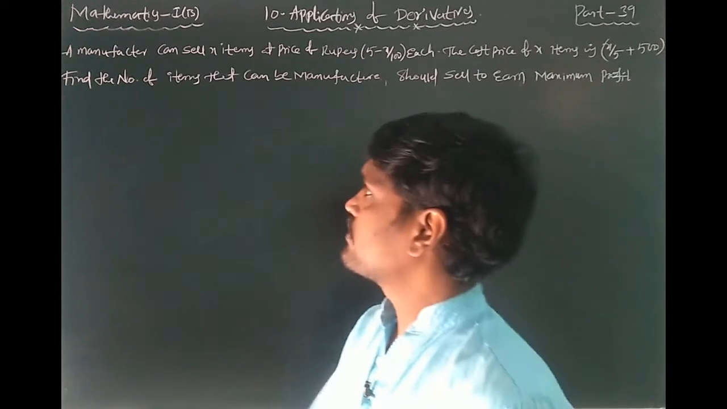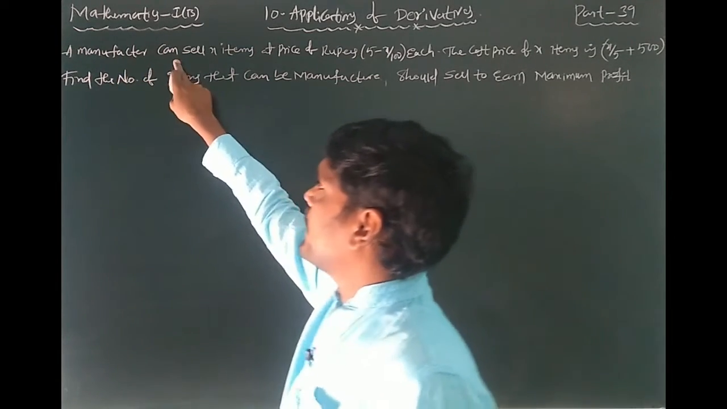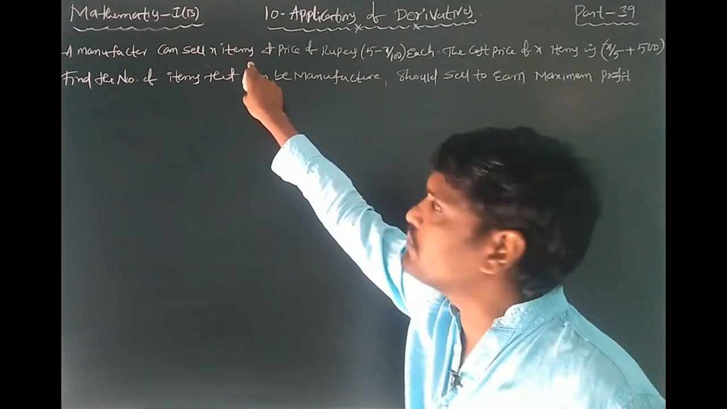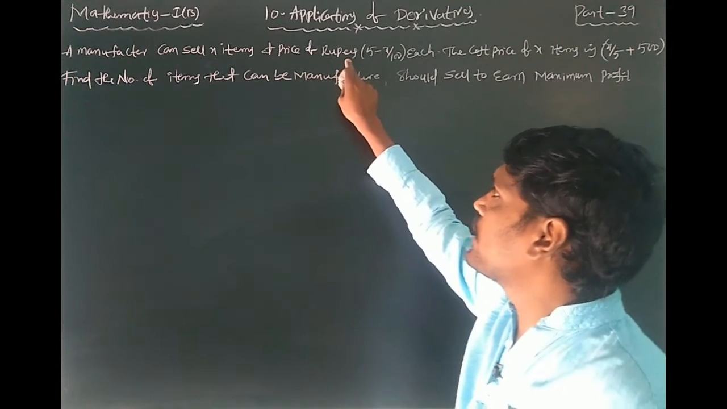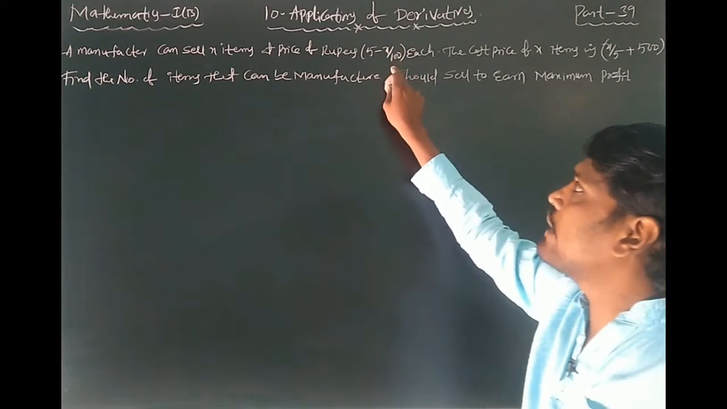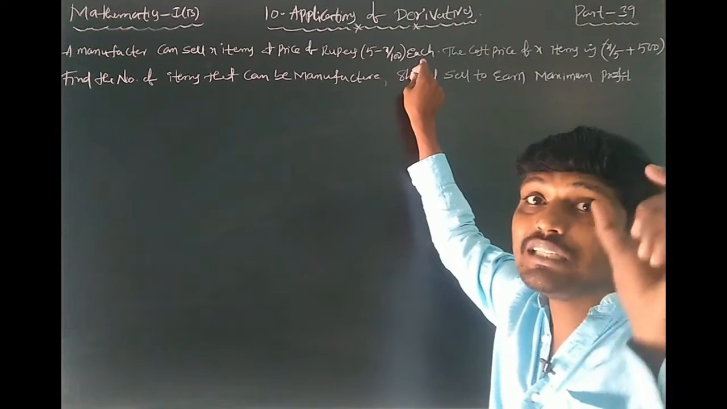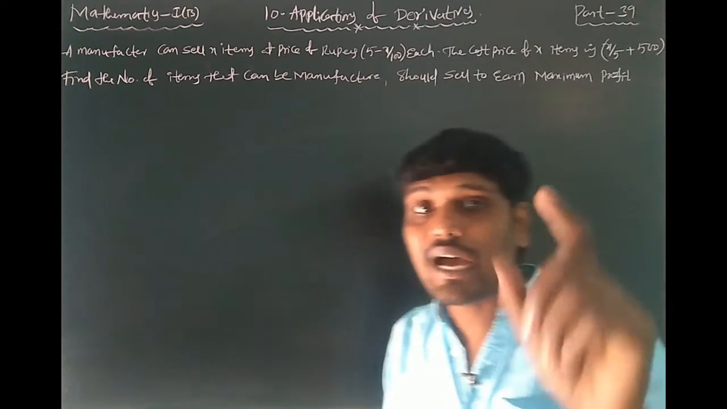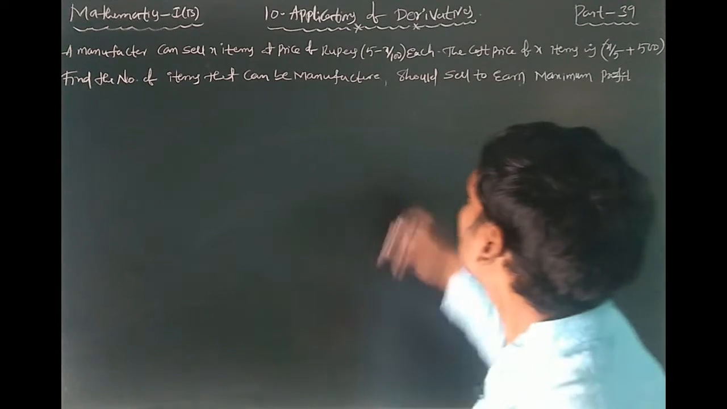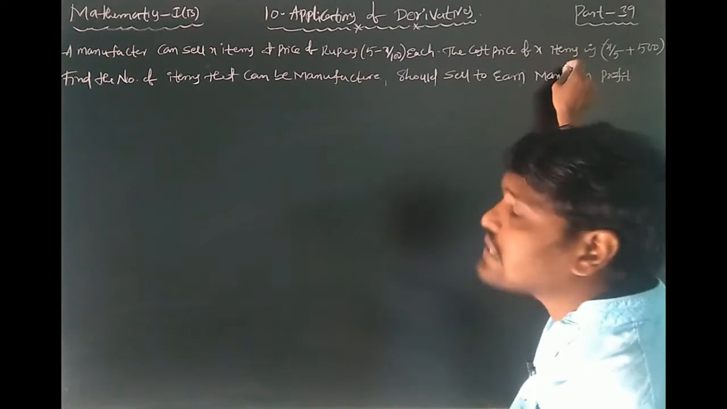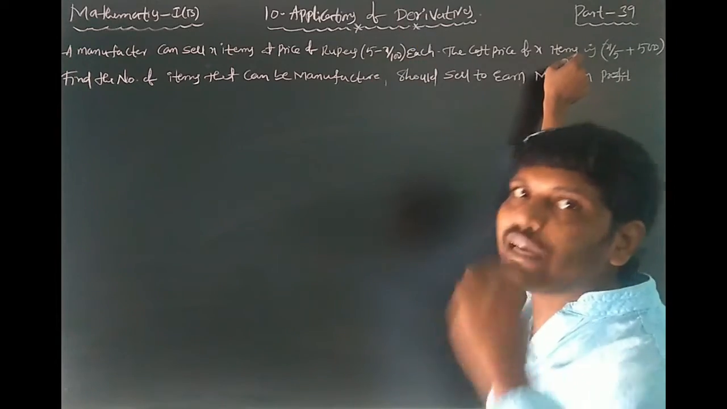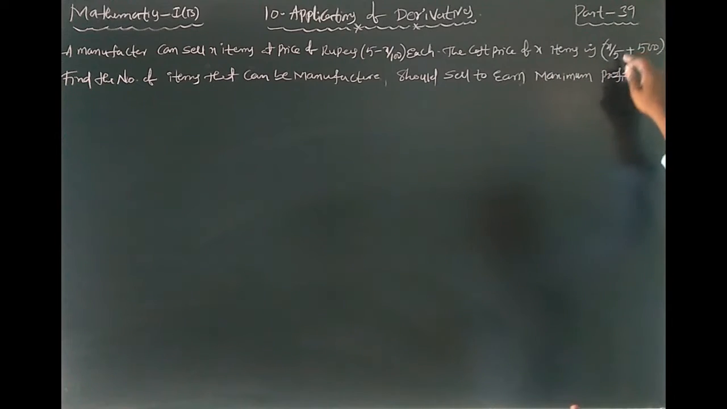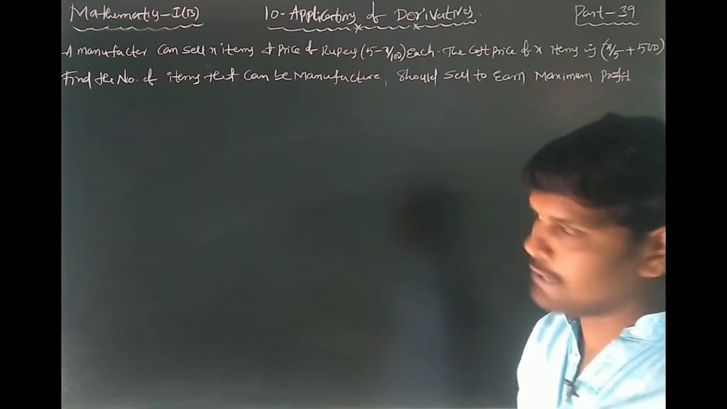What is the first problem? A manufacturer can sell X items at a price of rupees (5 minus X by 100) each. Each item sells at 5 minus X by 100. The cost price of X items is X by 5 plus 500.